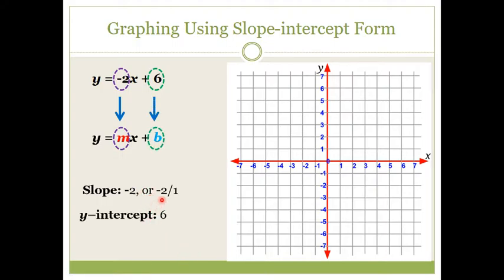Negative 2 can be represented as a fraction as negative 2 over 1, so we have rise over run. To graph this, I first plot the point at 6, and then I'm going to plot another point. That means I'm going to go down 2 and to the right 1. Down 2, to the right 1, and I'll plot another point. Since 2 points define a line, I can just connect those 2 points with a line and we're done.